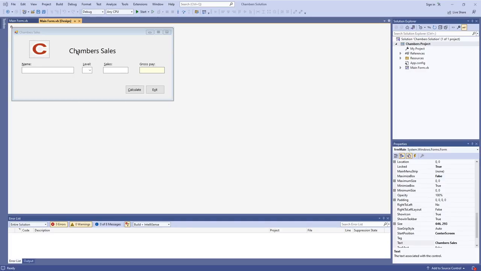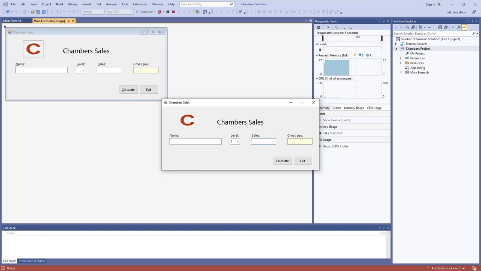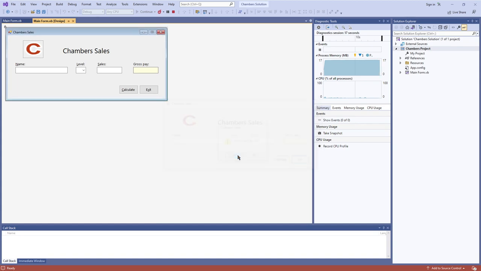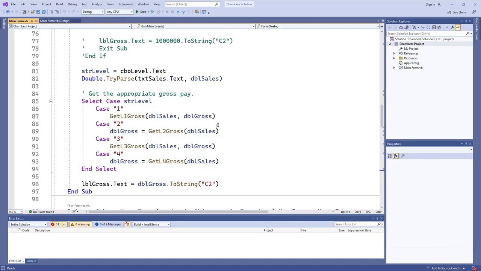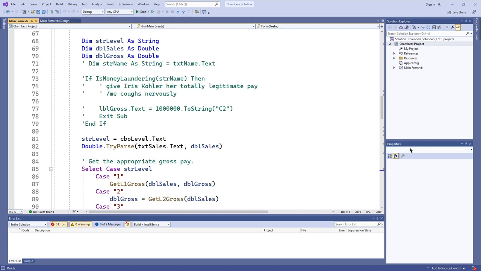All right, so what we have here is an application that an employee can put in their name. They're a sales employee, by the way. They can put in their name, they can put in their level, and they can put in how much they have sold, and then it calculates their gross pay. We'll talk about this soon. But what happens is the calculate button is clicked after the employee has already put in their information.